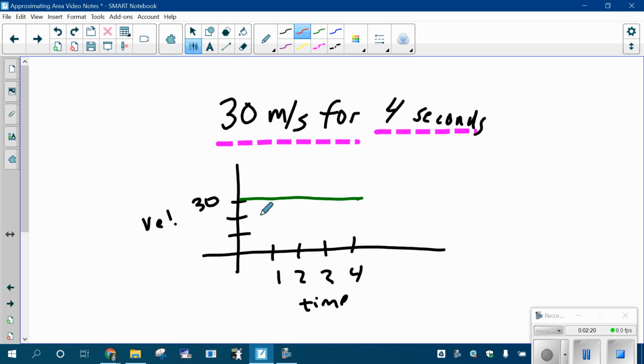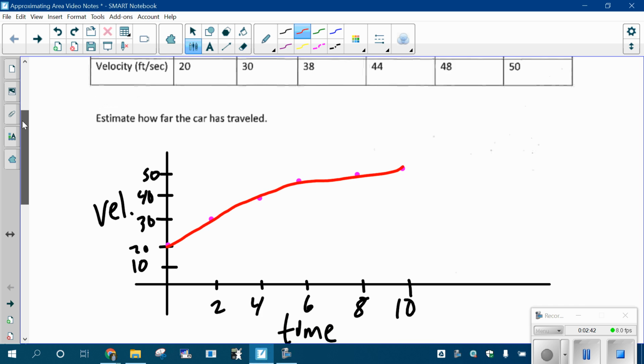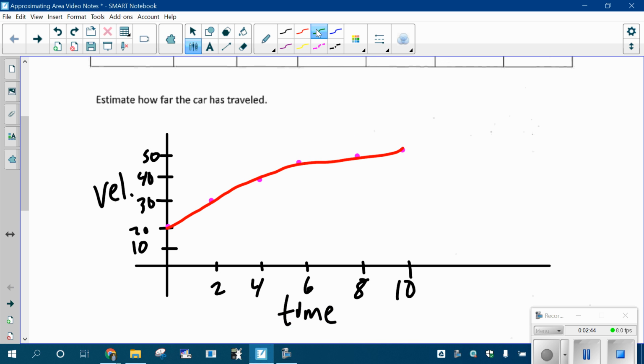Visually, how can you think about that? Well, 30 meters per second for 4 seconds, you're really finding the area of this region here, which is the area underneath that green velocity graph. And that gives you the distance. 4 times 30 is 120. Okay? So we kind of want to find the area under this curve. We want to estimate the area of this green region here.